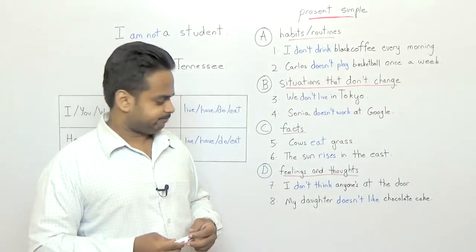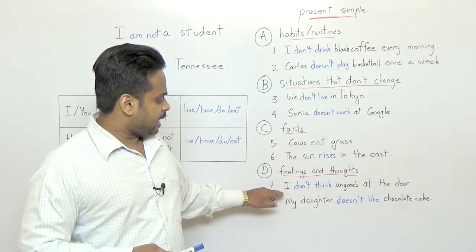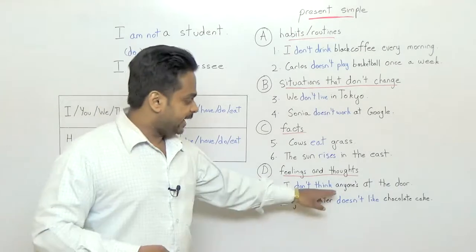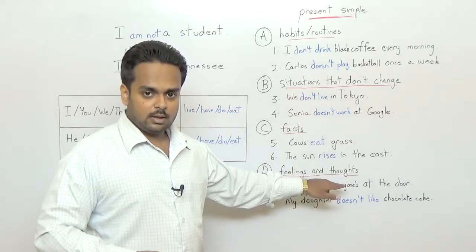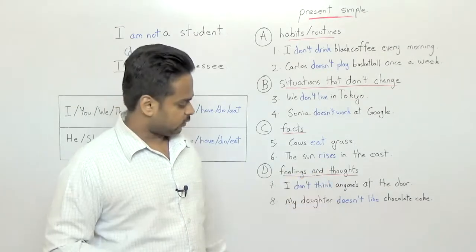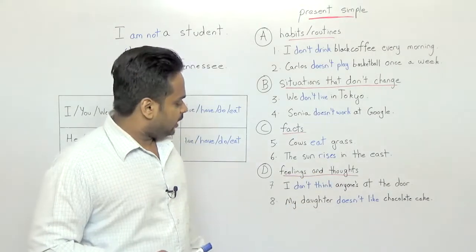That is, do not. In example number 7, I don't think anyone's at the door. I have changed someone to anyone because when you're using it in the negative, you have to say anyone. Okay, that's for another lesson.